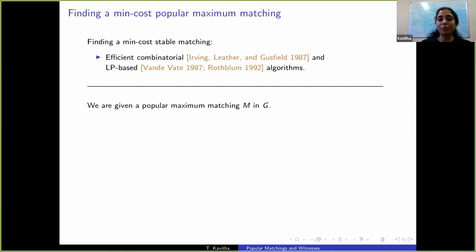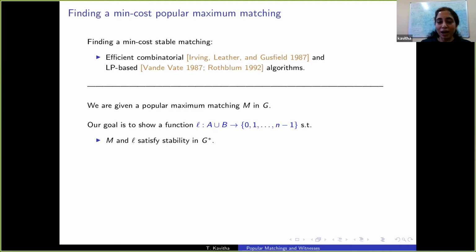Yeah, so we're given a popular maximum matching M. Our goal now is to come up with a level function. I said the level function is on the edges, but it would be simpler to think of it as on the vertices. So we want to come up with a level function on the vertices so that M and L satisfy stability in G star. What exactly this line means, I'll explain in the next slide.